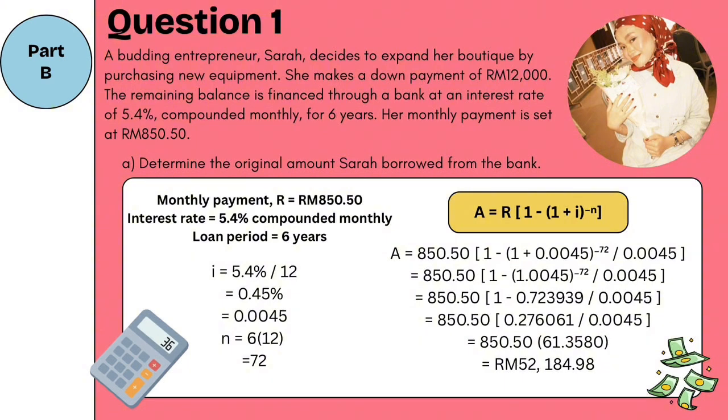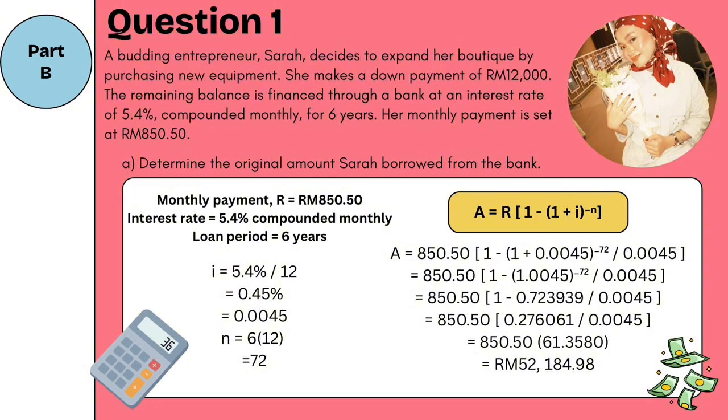The loan period is 6 years. Next, we calculate the monthly interest rate. I equals 5.4% divided by 12. Therefore, I equals 0.45% or 0.0045. Then, we calculate the total number of monthly payments. N equals 6 multiplied by 12. Therefore, N equals 72 months.